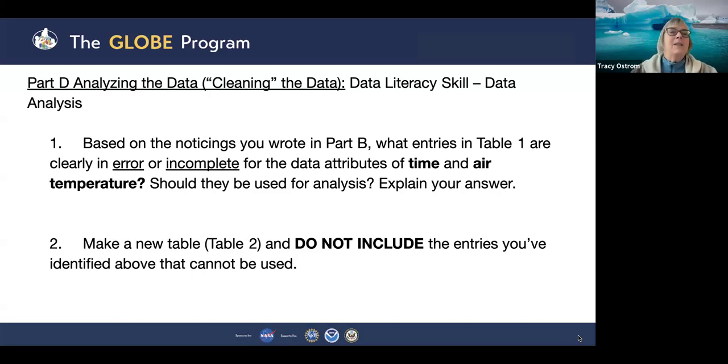And what I'd like you to do is, in the chat, write down the number of the entry that you feel should not be included in our data analysis, okay? So let's take about 30 seconds or so to do that. We're only looking at air temperature and time.